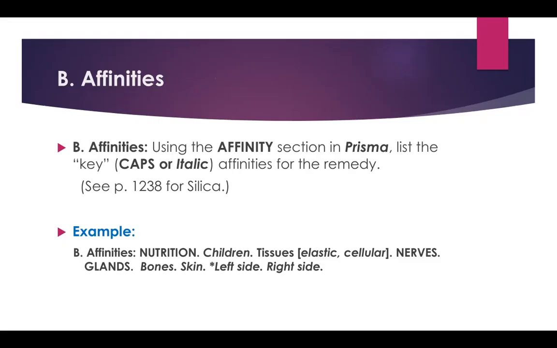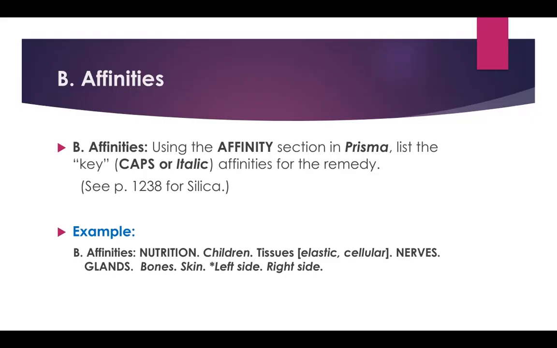So then the next thing you're going to do is identify the affinities. And the affinities are the parts of the body that the remedy most affects. So that's very helpful to know when you're doing a case. Is this a remedy that has mostly to do with the stomach, or the heart, or lungs, or emotional things? So Prisma has a section for each remedy that lists the affinities. It's a special little section.